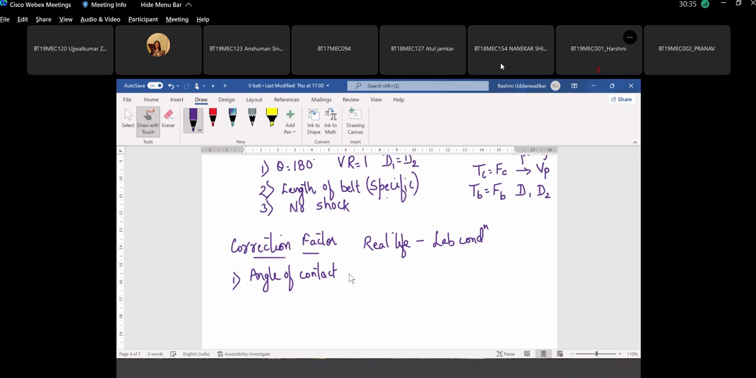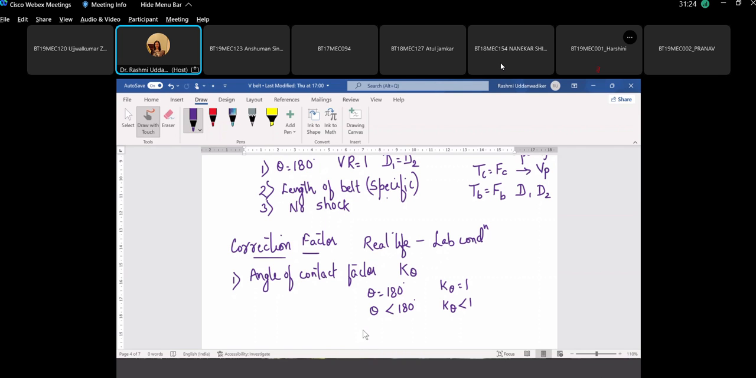Listen carefully to this section on correction factors. We got the values of rated power assuming the angle of contact is 180 degrees. So if the value of theta is 180 degrees, this factor K theta will be 1. But the input pulley or the driver pulley is always a smaller pulley with the angle of contact less than 180 degrees. And the moment this angle of contact is less than 180 degrees, we'll see in the design data book the value of K theta is also less than 1.